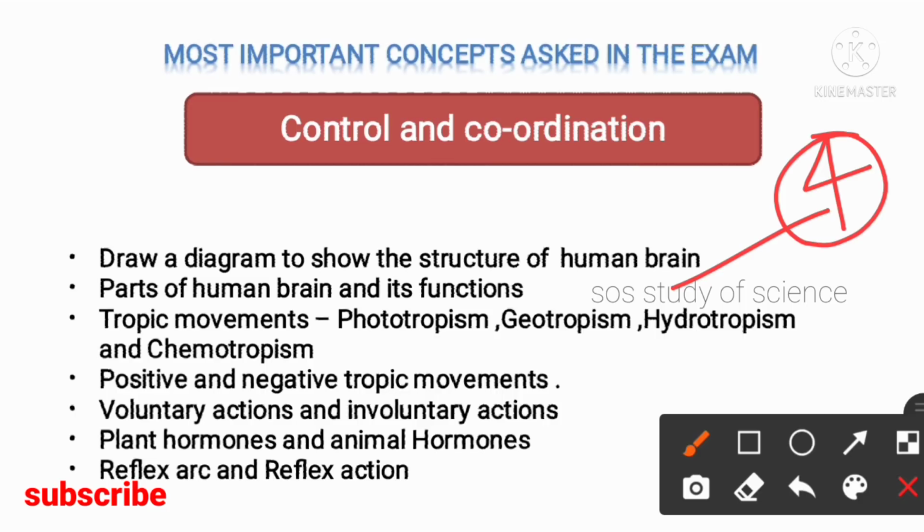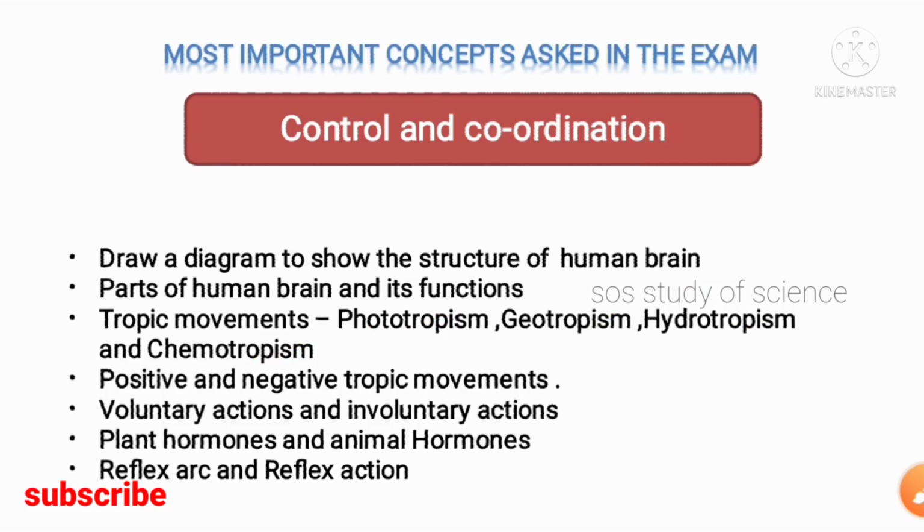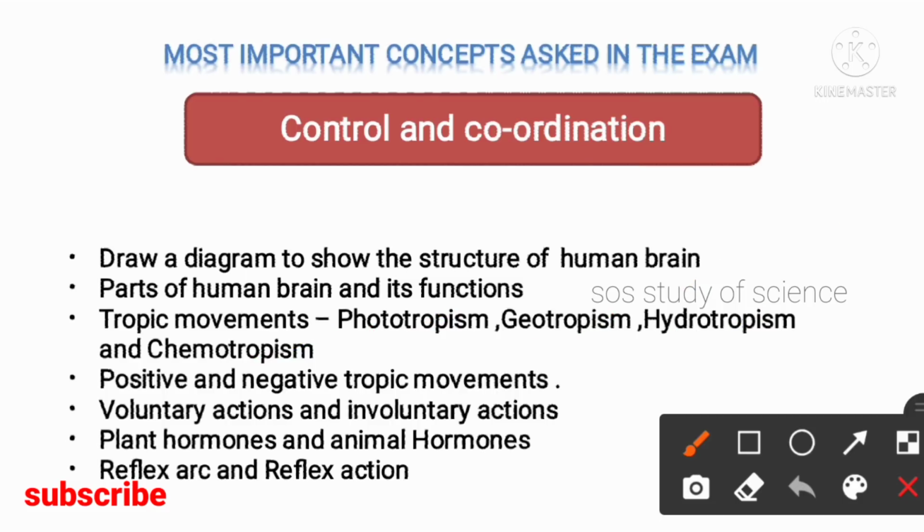And tropic movements, they will ask, what are the different tropic movements? Phototropic movement is there, geotropic, hydrotropic, chemotropic. These are the tropic movements. Very simple, I just say statements here. Phototropism means movement of plants in response to light. Similarly, geotropism means movement of plants in response to gravity. Similarly, hydrotropism, movement of plants in response to water. Like this, they will ask in the examination.